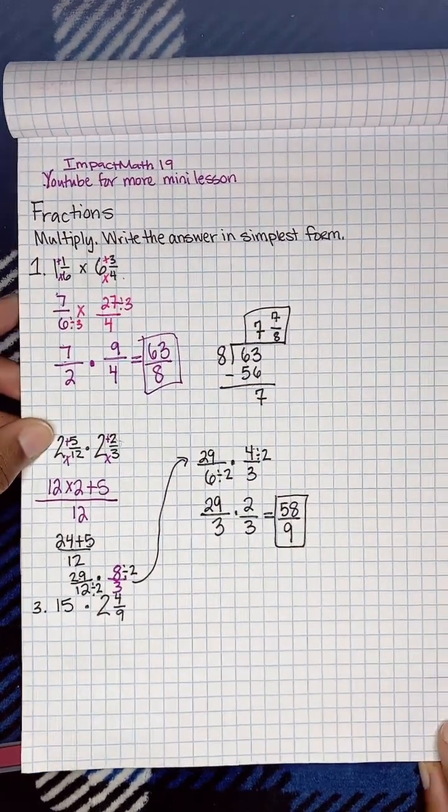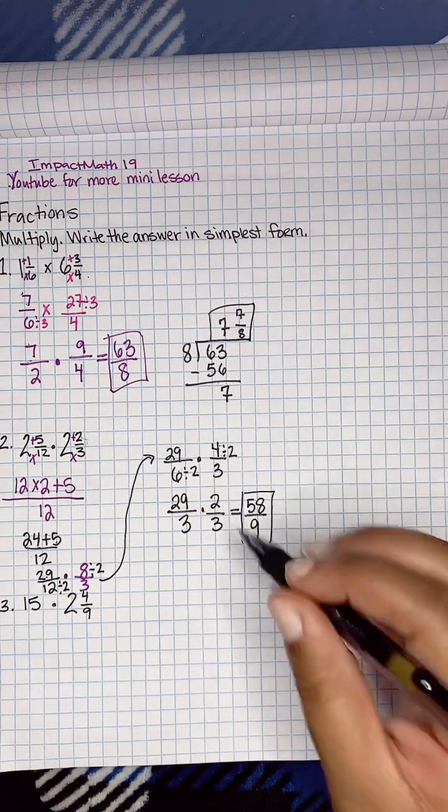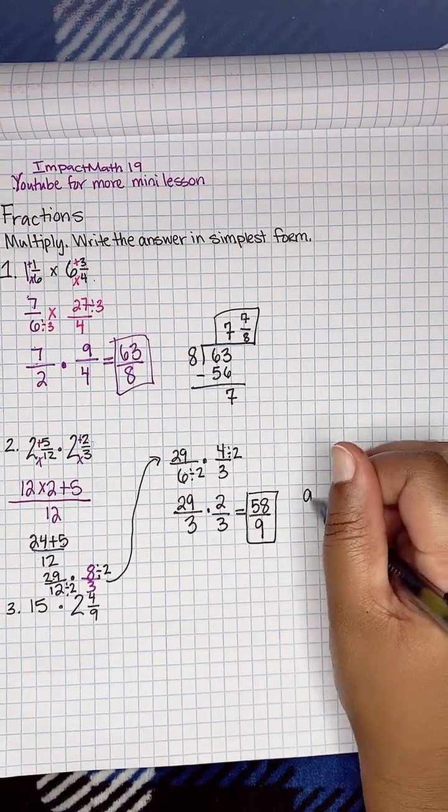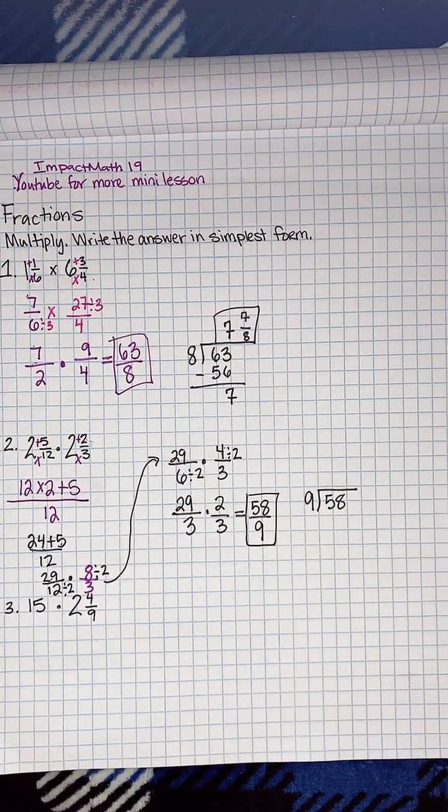So now let's change this. Let's practice changing this to the improper again, okay? So bottom goes out. Top goes inside the fraction bar. Ooh, T said 6 4/9.